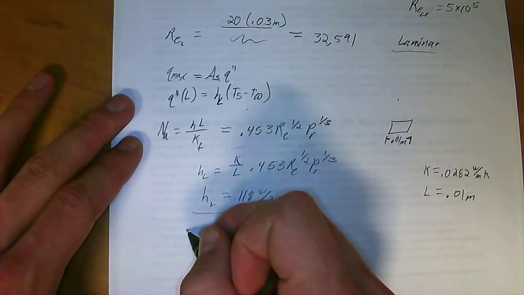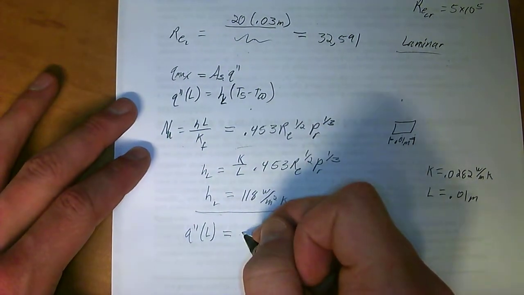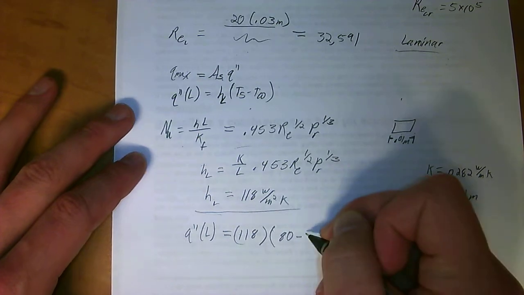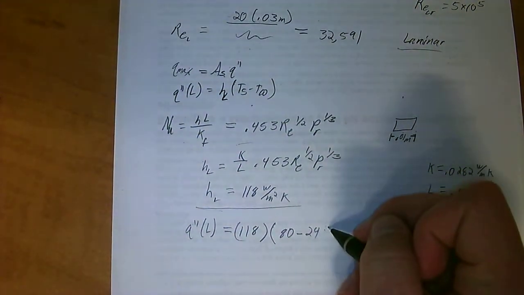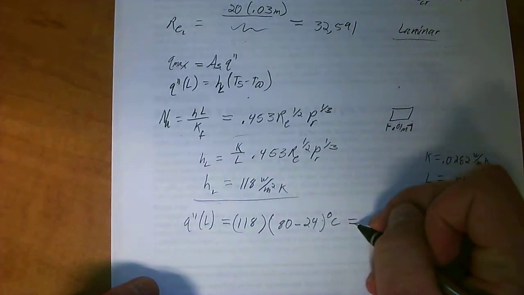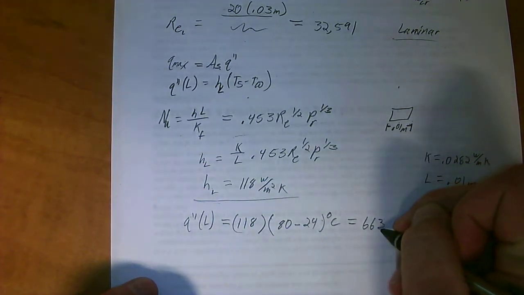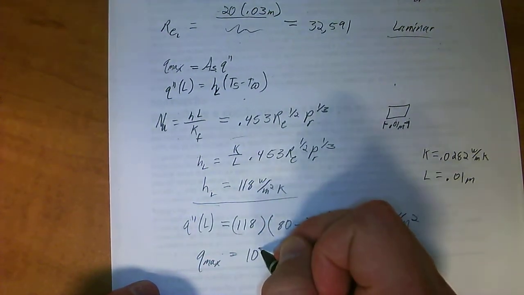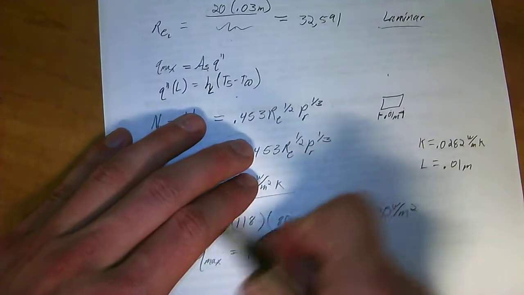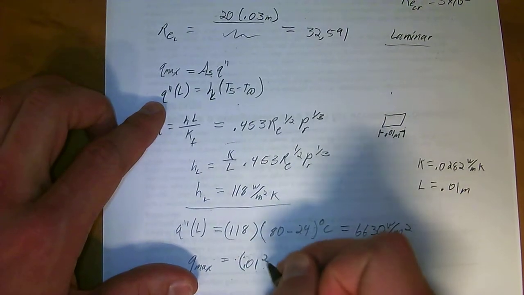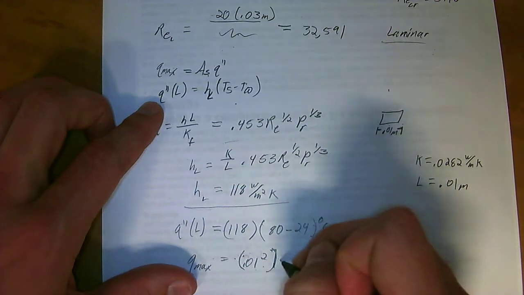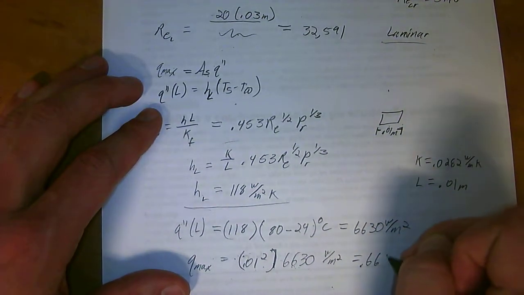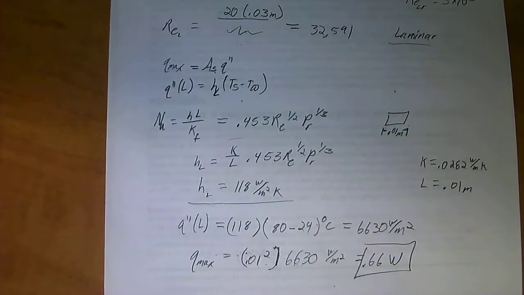You plug this back into the heat flux, and you get q double dot over the length equal to 118, which we just found. I'm not going to put the units in here because it's pretty easy. And then 80 degrees minus 24 degrees C. And if you solve that out, you'll end up with 6,630 watts per meter squared. Q max is the area, 0.01 squared, because it's a square chip, 0.01 meters on either side, times q double dot, which is 6,630 watts per meter squared, and you'll end up with 0.66 watts. So this is the maximum amount of power that chip can transfer or take without overheating.